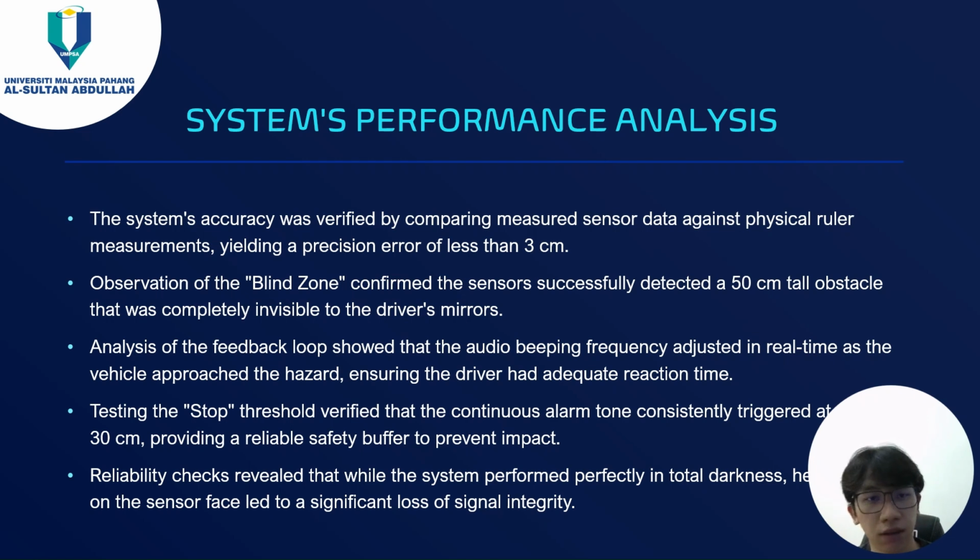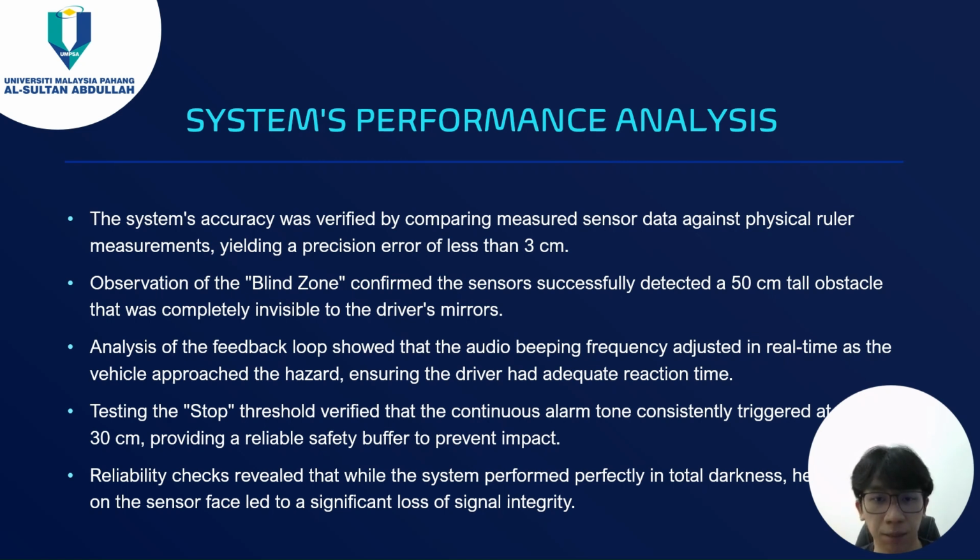So this is the system performance analysis. The system accuracy was verified by comparing measured sensor data against physical ruler measurement, yielding a precision error of less than 3 cm. The observation of the blind zone confirmed the sensor successfully detected a 50 cm tall obstacle that was completely invisible to the driver's mirror.